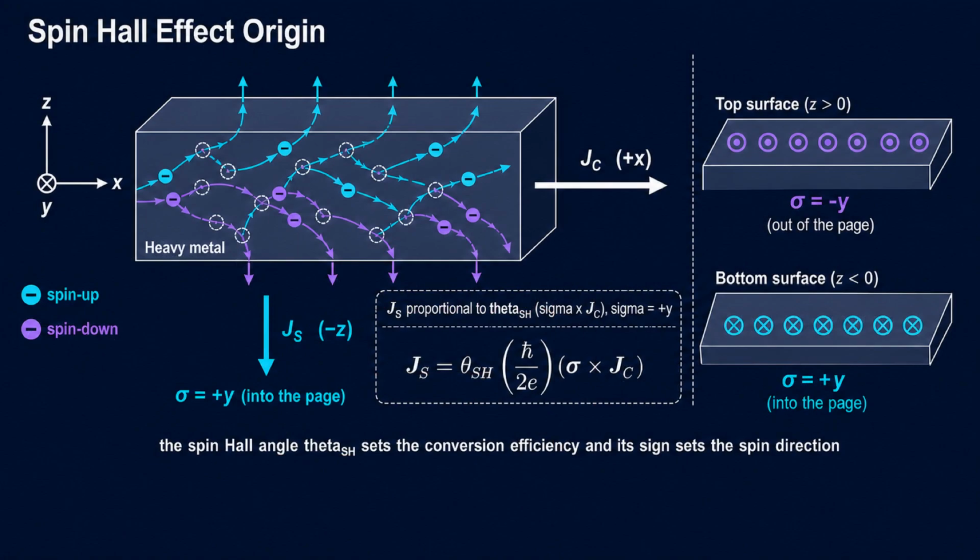The spin-Hall effect in heavy metals is the primary source of SOT. Spin-dependent scattering deflects spin-up and spin-down electrons in opposite transverse directions. This creates a spin current perpendicular to the charge current, with spin polarization perpendicular to both. The spin-Hall angle theta_SH quantifies the conversion efficiency. Tungsten has the largest magnitude at about 0.3.